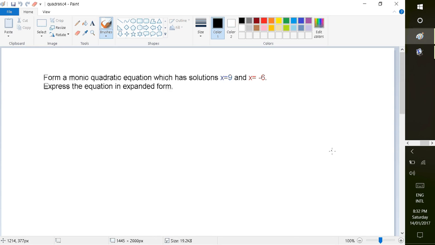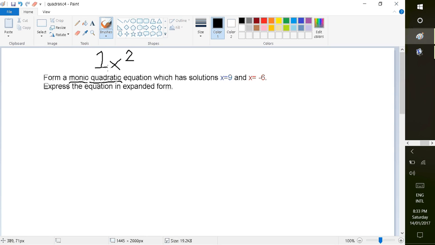Now we remember that a quadratic equation is an equation that contains an x squared term as the highest power of x. And a monic quadratic equation means that the x squared term has a coefficient of 1. So the question is asking us to work backwards.